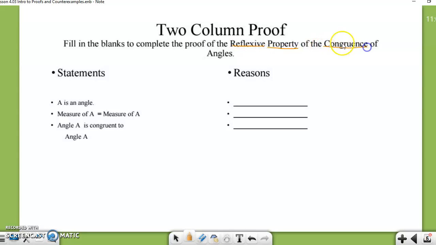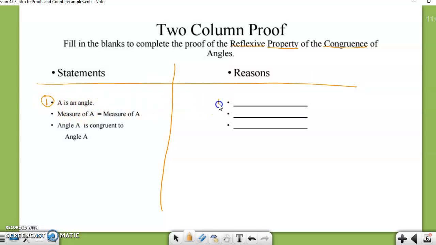of congruence. Reflexive is like reflection. That means things are congruent to themselves. So we have our first statement. Number 1, A is an angle. Okay, that's just a statement that's been given to us. We call that given information. Step 2, the measure of angle A equals the measure of angle A. So things that are equal to themselves, that would be the reflexive property of equality.